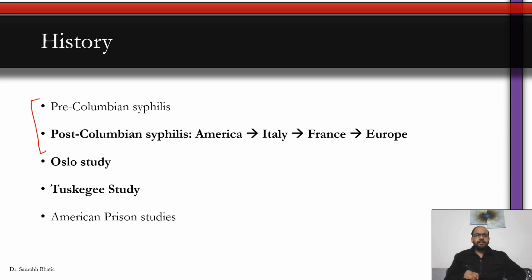Now, just a little bit about history. Usually, syphilis was a disease seen in the New World. When we say New World, we mean the Americas, the North America and South America continents. And it has been postulated that there was pre-Columbian syphilis, and here Columbian means the Great Columbian Exchange.